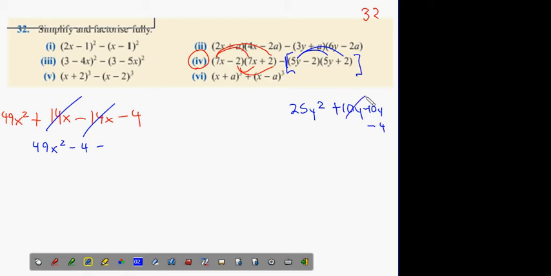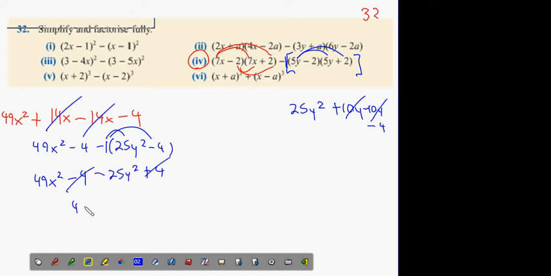The 10y's cancel, don't they? And what we're left with is 25y squared minus 4. Once again, the minus 1's still there. What happens when you multiply in by that minus 1? Minus 25y squared plus 4. And what happens to the two of them? The 4's cancel. Owen, can you tell me how to do this one here?